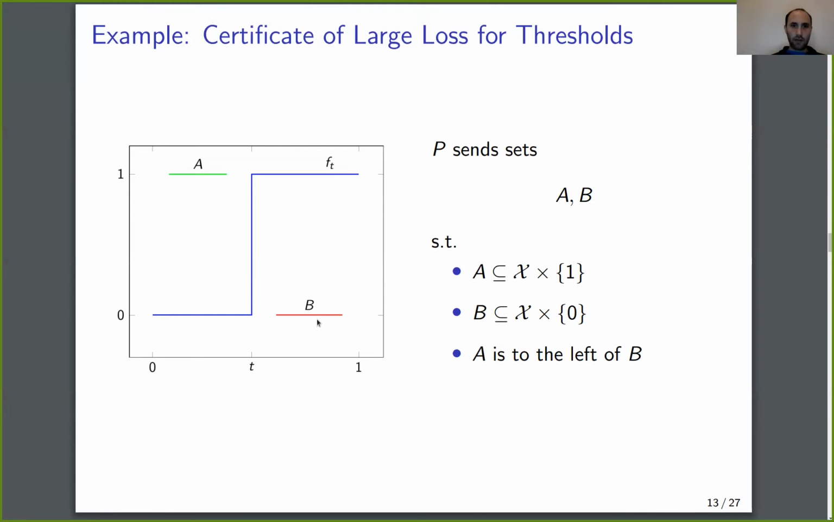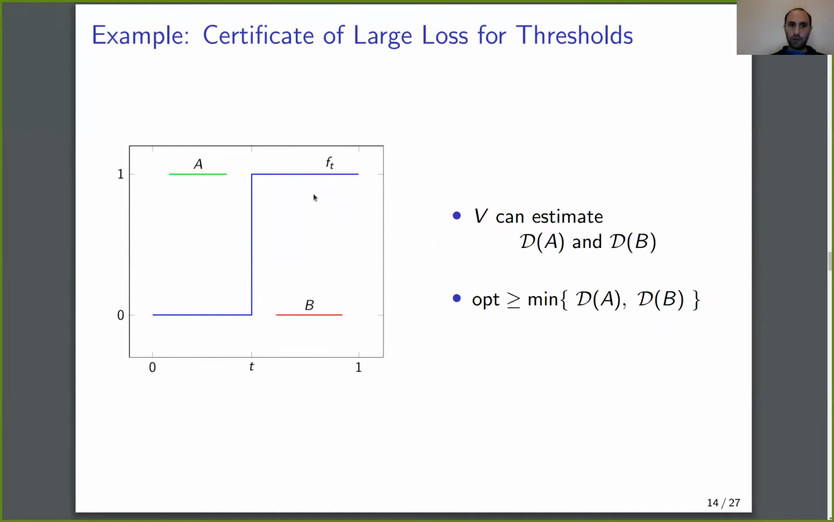And why is this a good idea? What the verifier can do when it receives these two events is estimate the weight of each of them. So the verifier can take 100 samples and see how many of them fall inside the event A. That's a good estimate for the weight of A, and then do the same thing in order to estimate the weight of B. And it turns out that opt is at least the minimum of these two quantities, the probability of A and the probability of B. Why is that? It's quite simple.